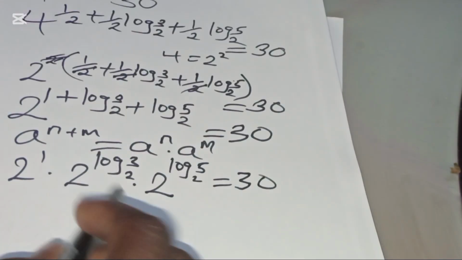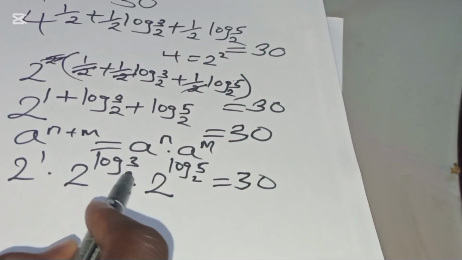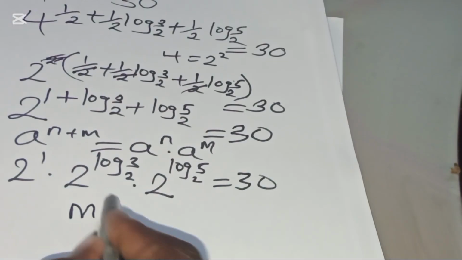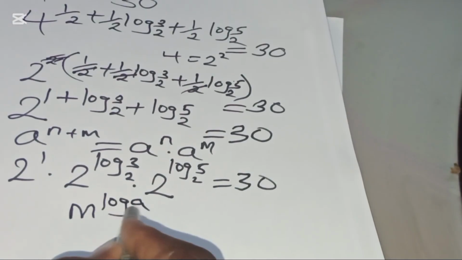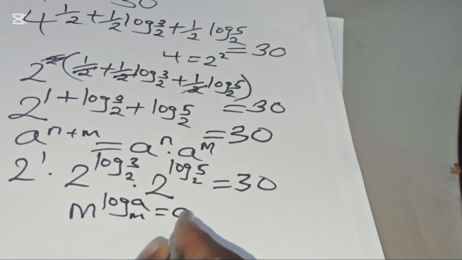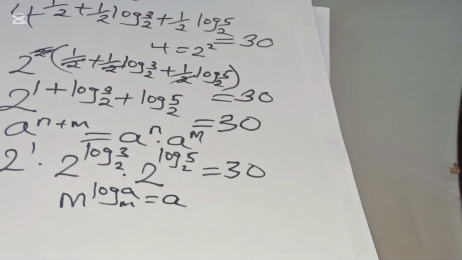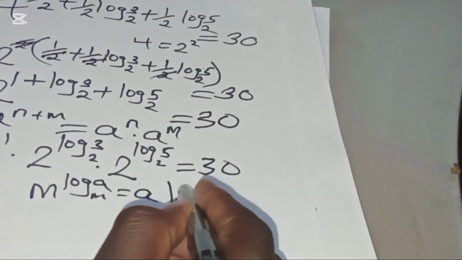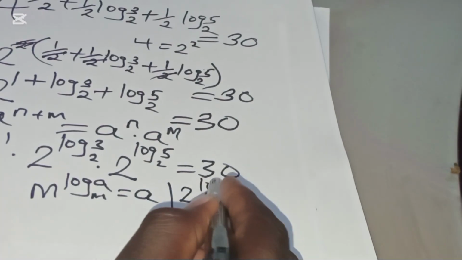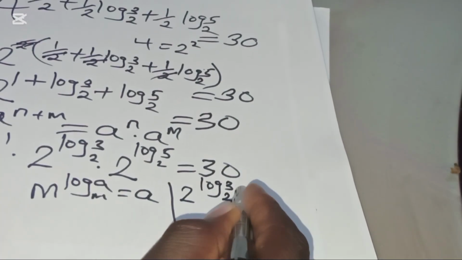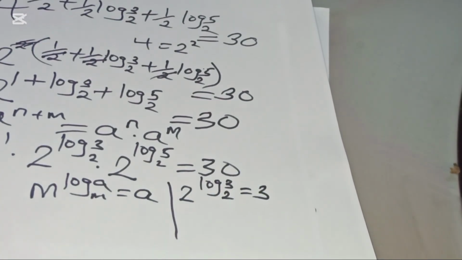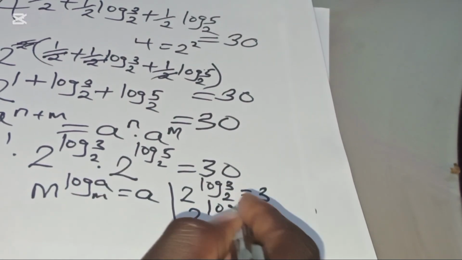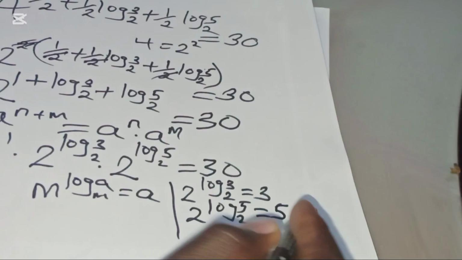Now, as you can see, 2 raised to power log 3 to base 2 and 2 raised to power log 5 to base 2 are in the form of m raised to power log a to base m, which is essentially equal to a. That means 2 raised to power log 3 to base 2 is actually equal to 3. And again, 2 raised to power log 5 to base 2 will give us a value of 5.